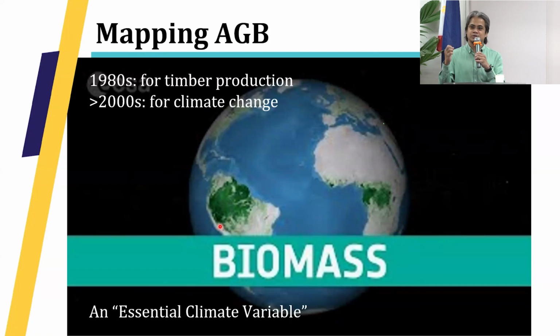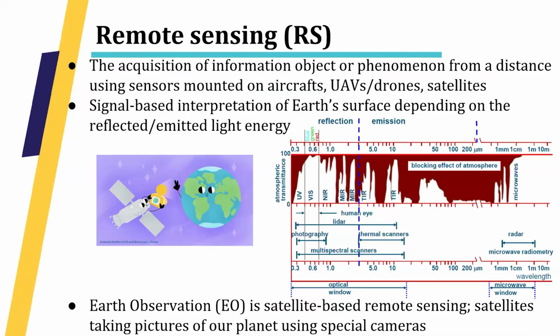This is, of course, a very crucial variable to understand the Earth system and its relation to climate change. So we can't continue talking about mapping without talking about remote sensing, or RS. By definition, it's the acquisition of information about objects or phenomena, think of an object as a tree, or a phenomenon as land use change, from a distance. So you need a sensor, a special camera, mounted on aircraft, UAVs, drones, or satellites.